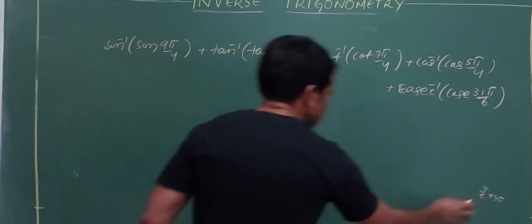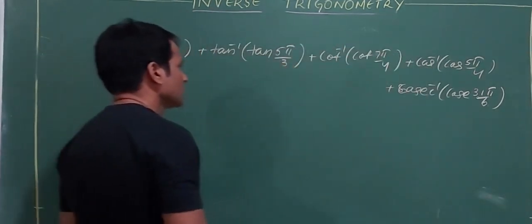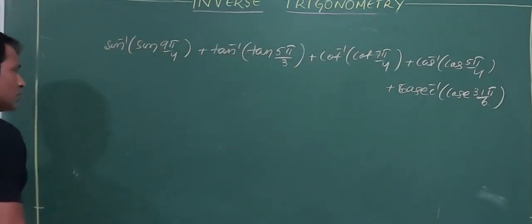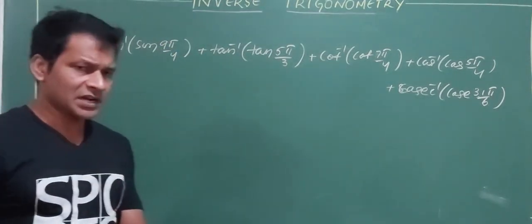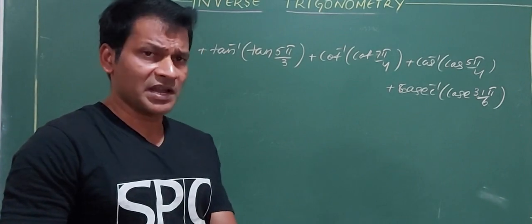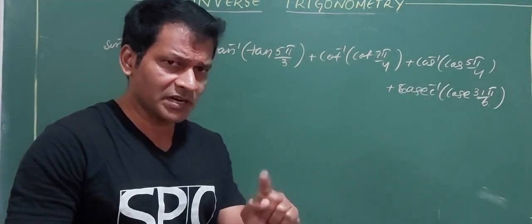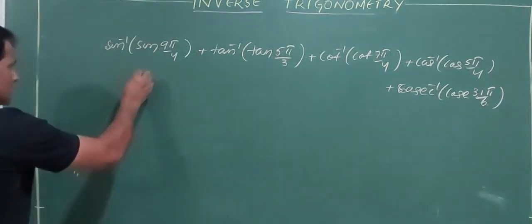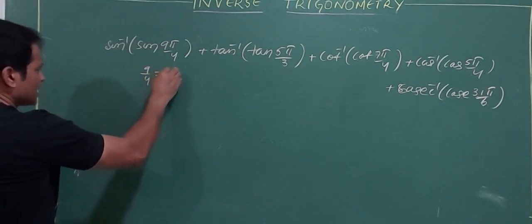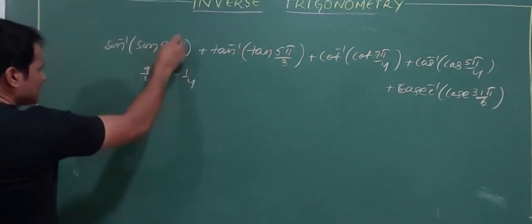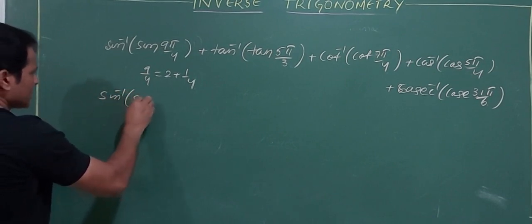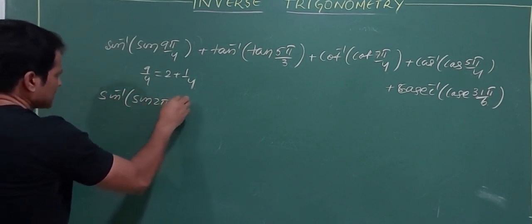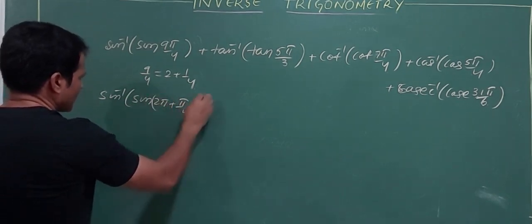Alright? So, how to do it now? One by one we will do. 9 pi by 4. Whenever you look at a value, remove the pi and then try to see the rest of the value, that is 9 by 4. If I divide it, it can be written as 2 plus 1 by 4. That means I can write sin inverse of sin of 2 pi plus pi by 4, multiplied by pi. Fine.